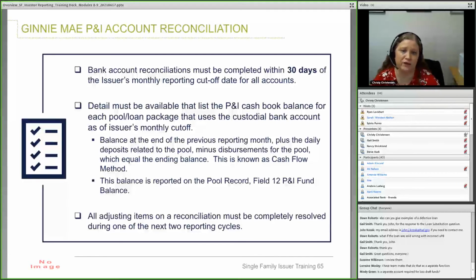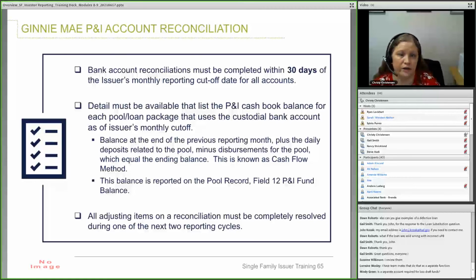The cash flow method is the balance at the end of the previous reporting month, plus the daily deposits minus disbursements, which equals the ending P&I cash book balance. This is reported in field 12 of the pool record and is displayed at the bottom of the pool screen.